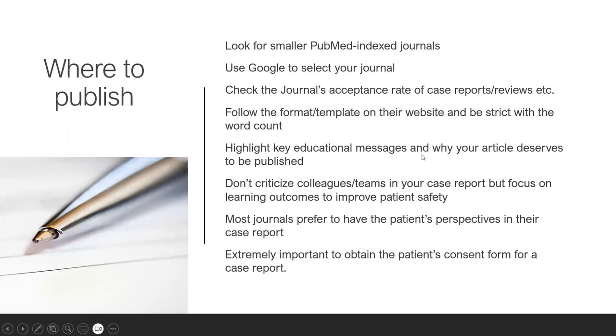Now, where to publish? What I suggest to people who have less experience with publication is to look for smaller PubMed-indexed journals. Don't look for non-PubMed-indexed journals, because that doesn't really count. You can use Google to look for different journals. Look at their acceptance rate. Look for any journal whose acceptance rate is somewhere around 40 to 50%.